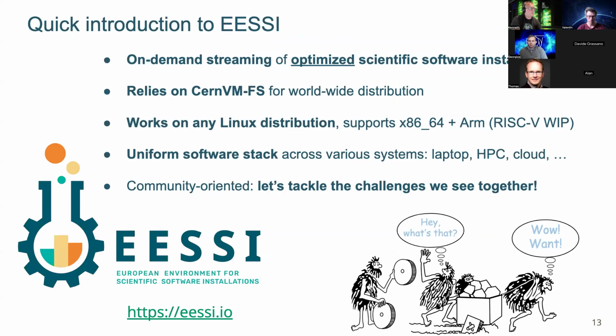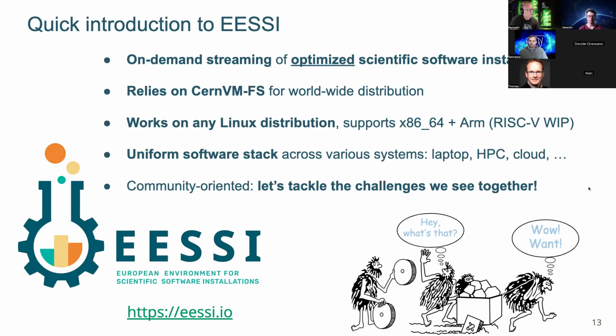Through CernVM-FS, we do on-demand streaming of scientific software installations that are optimized for specific generations of CPUs, mostly focusing on Intel and AMD, so x86 64-bit CPUs, but also ARM CPUs. I'm already looking ahead towards the upcoming RISC-V CPUs as well. And the way we build these software installations is such that they work on any Linux distribution. So we don't care whether you're using Fedora or Ubuntu or Rocky Linux or Debian on your clusters. We give you binaries that work on all of these.